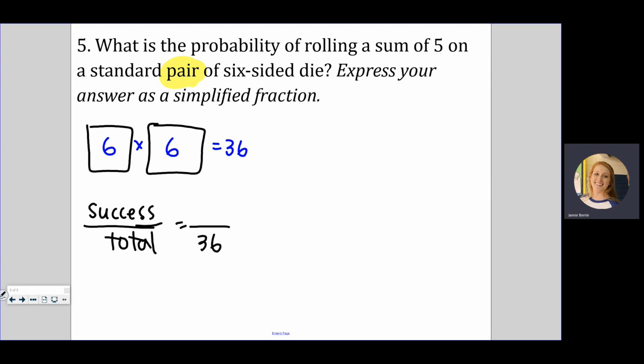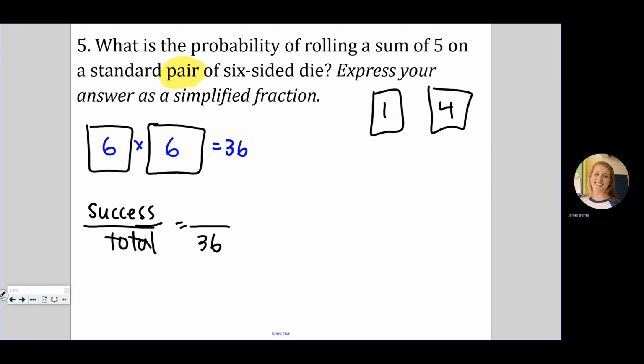All right, now we have to think of, if you're rolling a dice, what's all the ways you could have those numbers add to 5. So here's dice number 1, here's dice number 2. You could roll a 1 and a 4. What else could I roll to get a sum of 5?